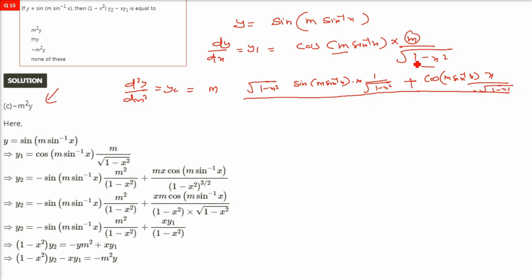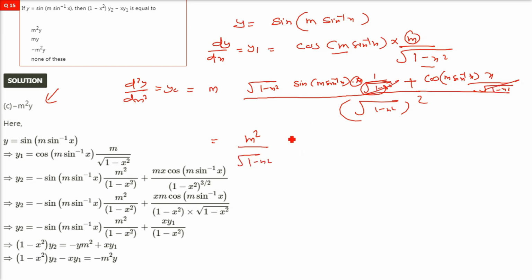So negative becomes positive, positive x by under root 1 minus x square, over under root 1 minus x square whole square. So this root you can cancel. Multiply everything with m, because m was outside already. So the first term is going to be m square. Now this under root 1 minus x square, you can just bring it down or cancel these two, whichever way suits you. Ultimately this under root 1 minus x square in the denominator is 1 minus x square, and that 1 minus x square has to go on the left, because we have y2 into 1 minus x square in the question.